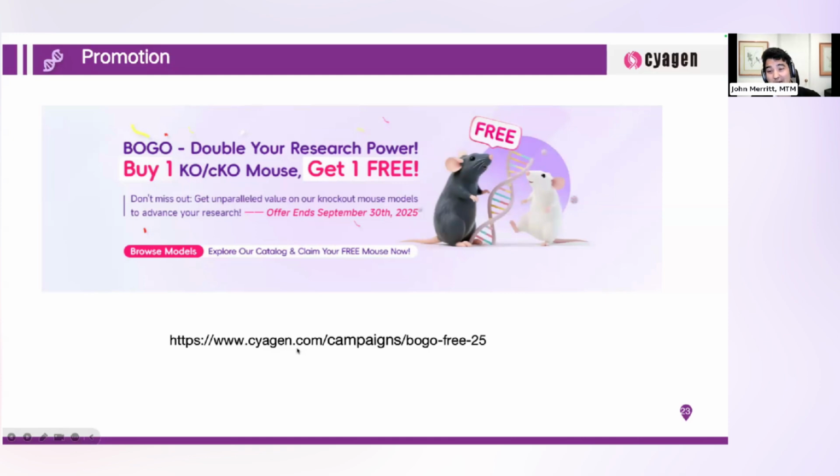Our conditional knockouts are more expensive than our knockouts, and so the buy one get one free only applies in that you'll get the free mouse of equal or lesser value, right? We can talk more about what that means, but essentially, if we're doing IVF for one conditional knockout and you want to throw in a second, we'll just put it in that shipment for free.